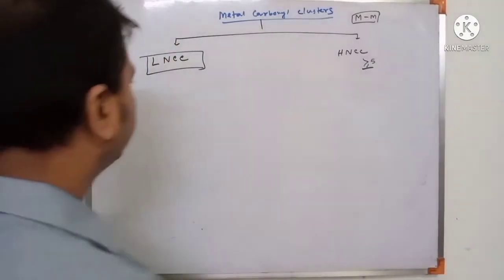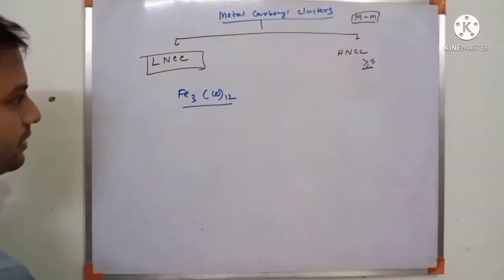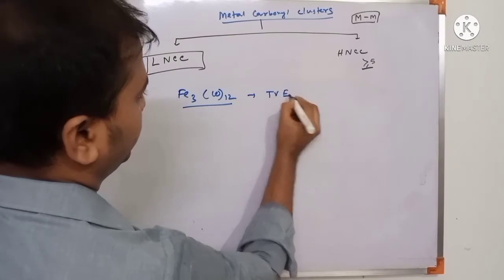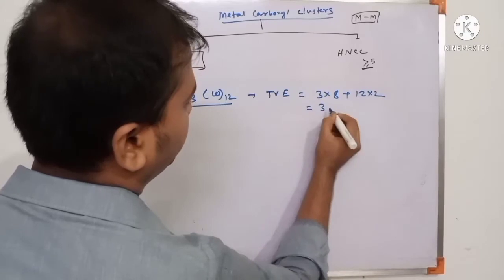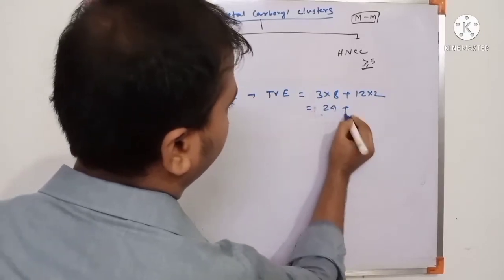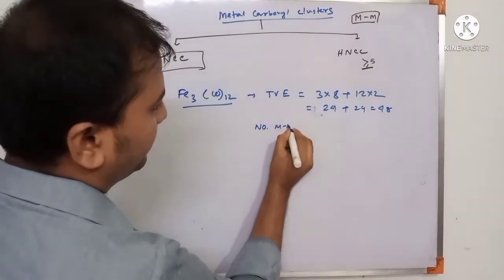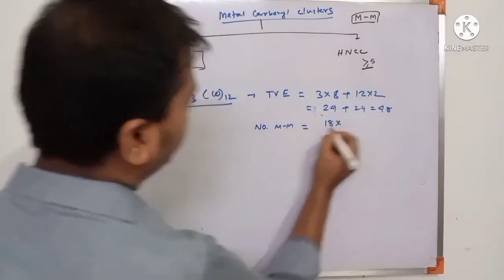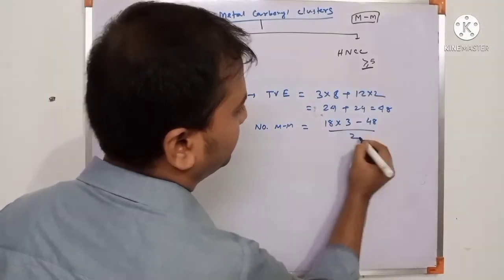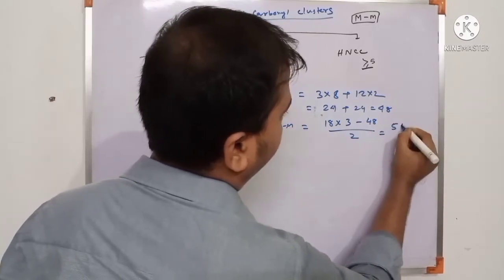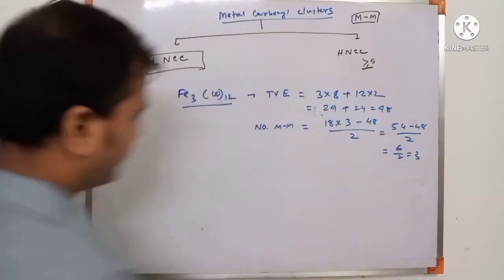In case of Fe3(CO)12, first calculate the total valence electron, equal to 3 into 8 plus 12 into 2, equal to 24 plus 24, equal to 48. Then calculate the number of metal bonds, equal to 18 into 3, since there are 3 metals, minus total valence electron 48, by 2, equal to 54 minus 48 by 2, equal to 6 by 2, equal to 3.